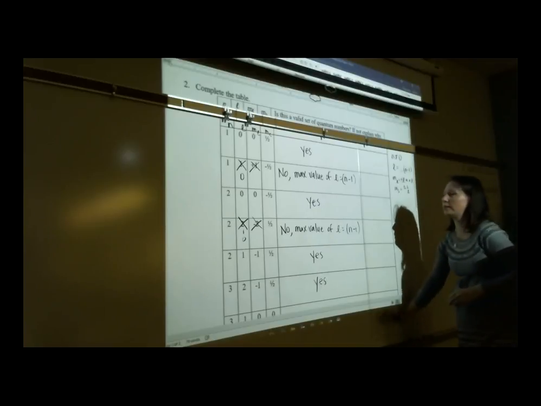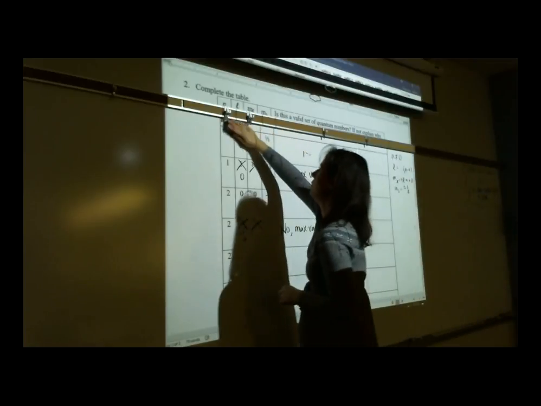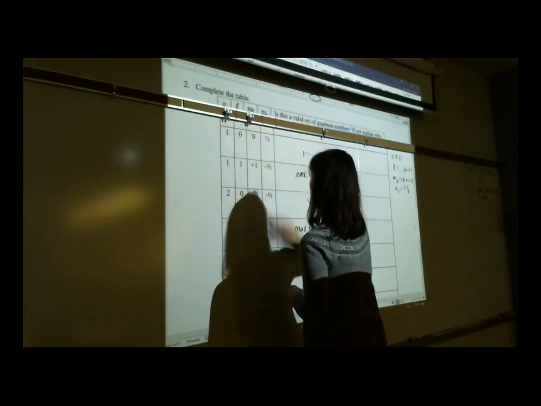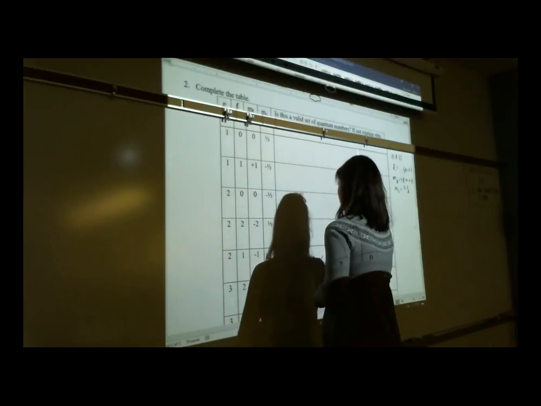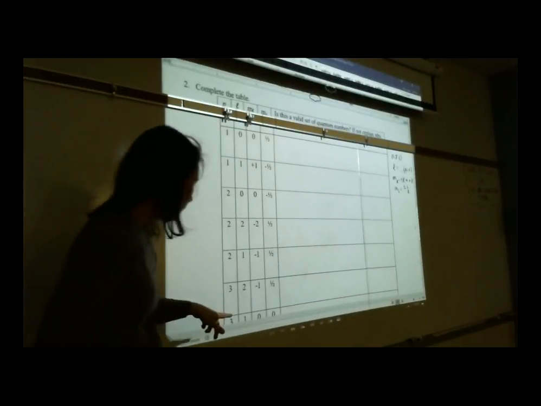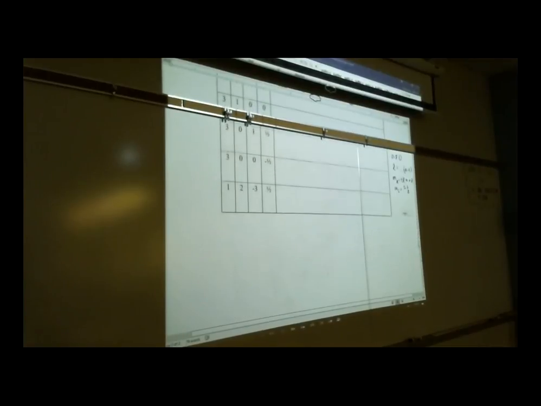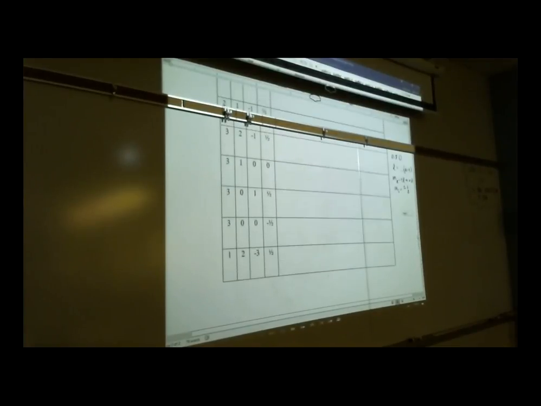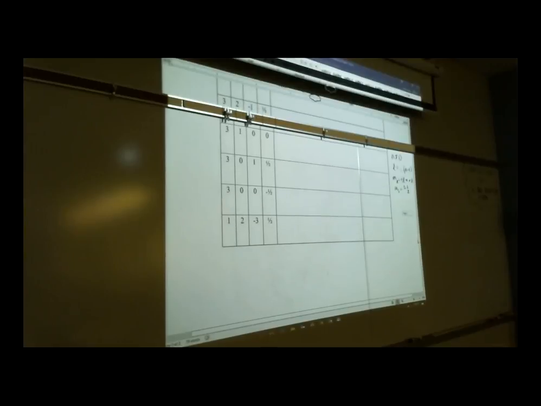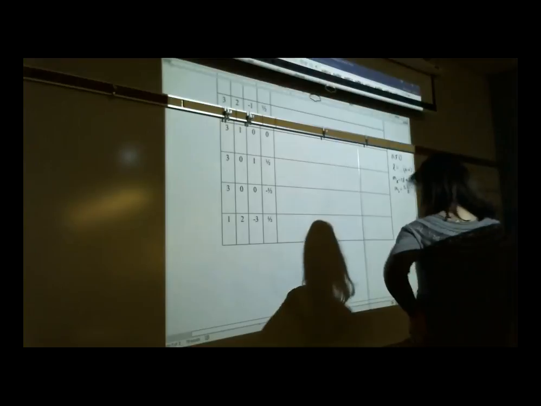All right, I'm going to erase this and move the page up a little bit. Which one do we do? 3, 2, negative 1? Okay. Let's move it up. 3, 2, negative 1 was what we just did. All right.